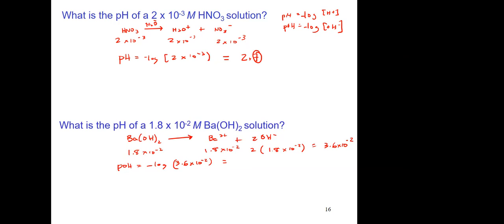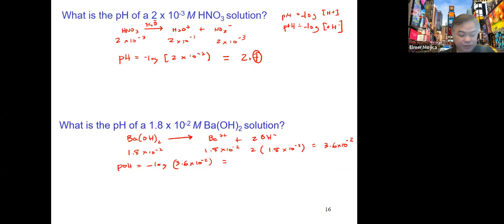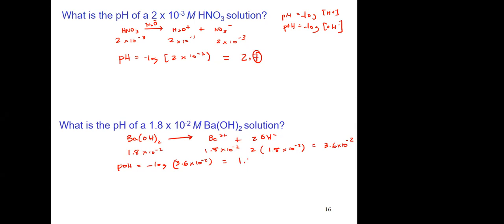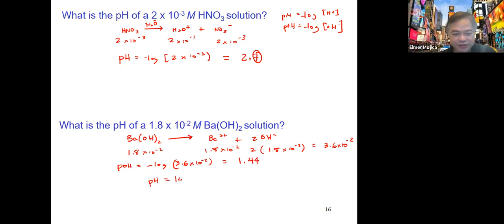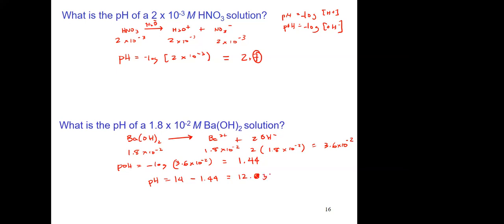1.44. And to get the pH, it's just 14 minus 1.44. So this is equals to 12.56. So, kaya?